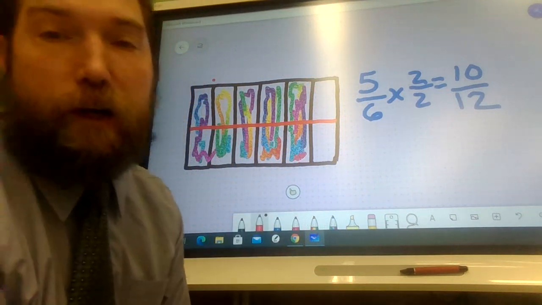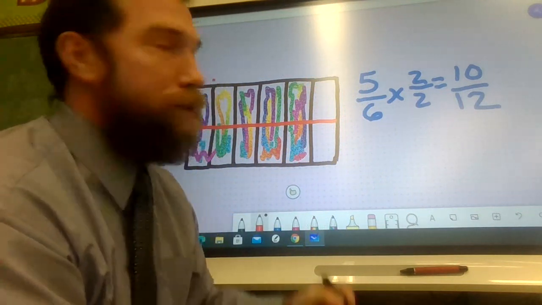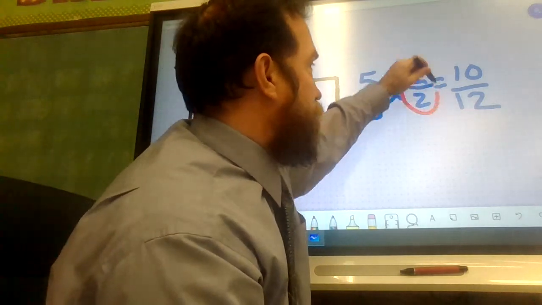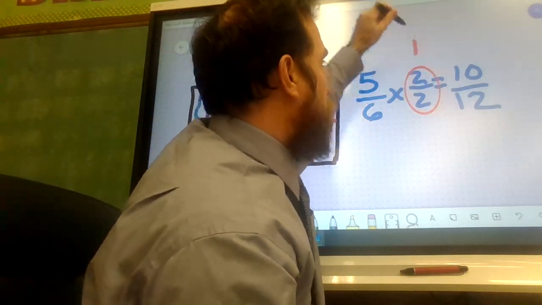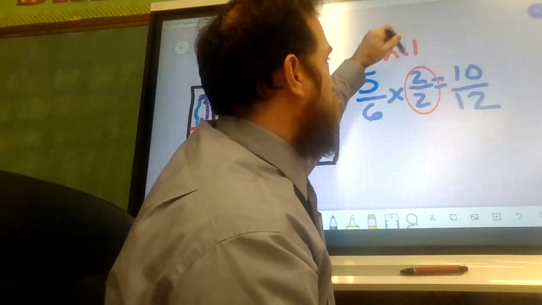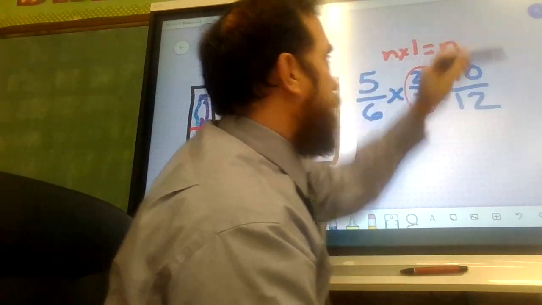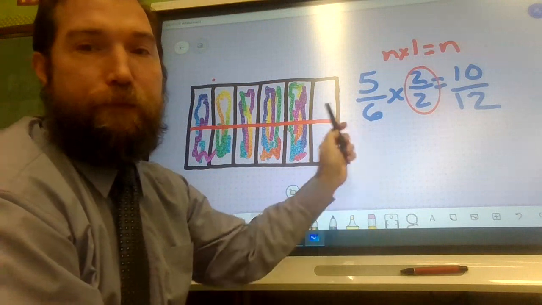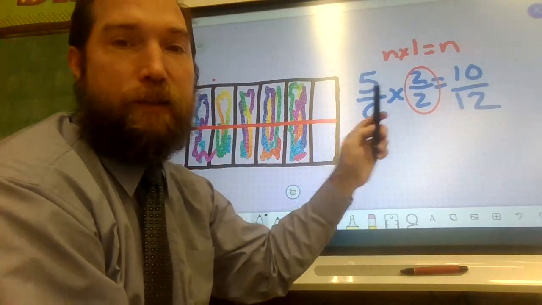Fractions are equivalent when both pieces change the same way. I talked about it in a previous video because this is really the number 1. And any number times 1 equals that regular number. It's just the numbers look different. 5 and 10, 6 and 12.